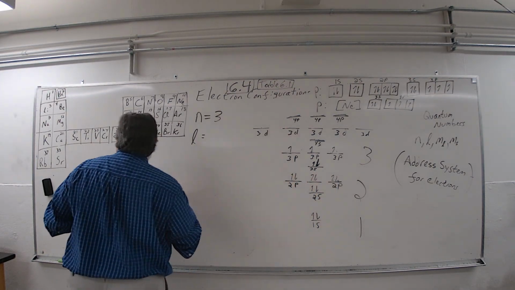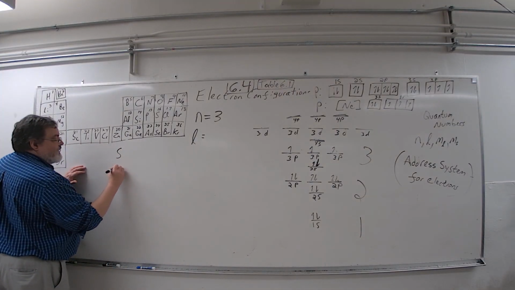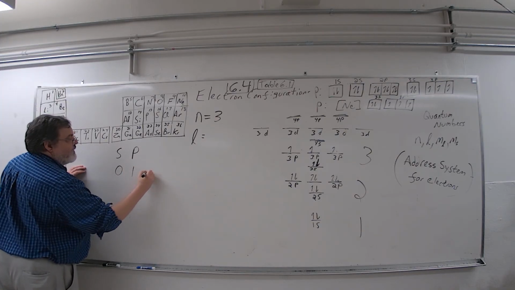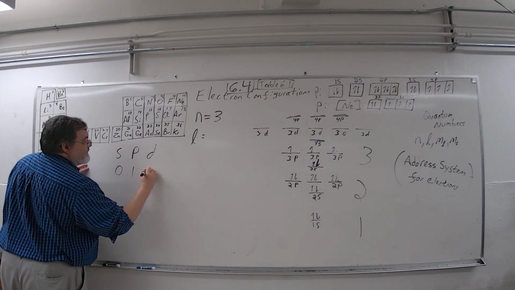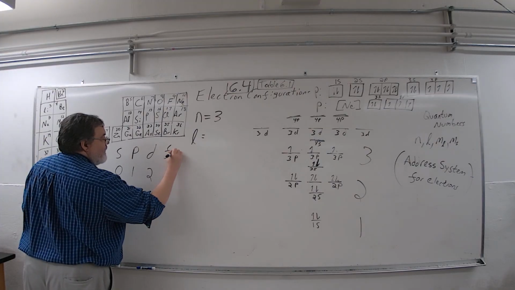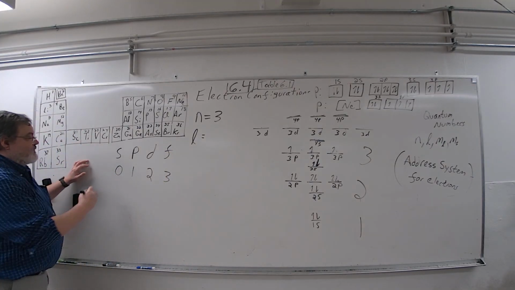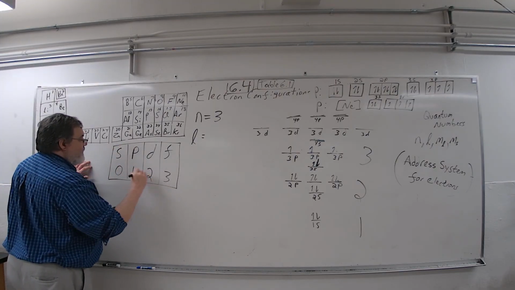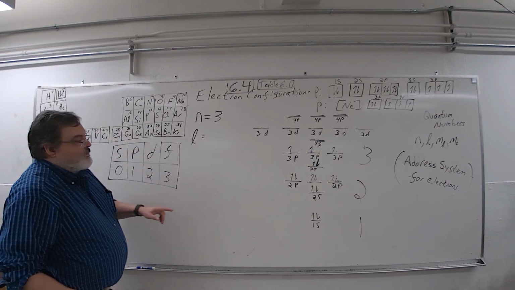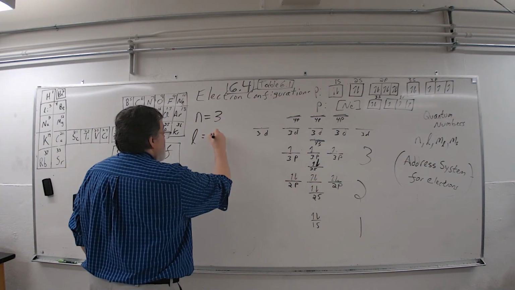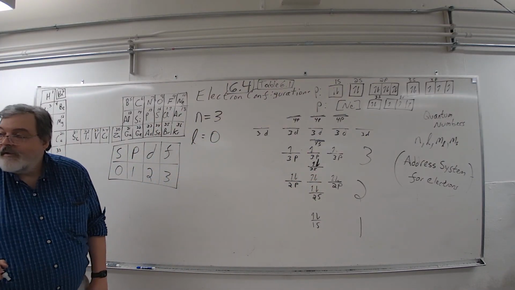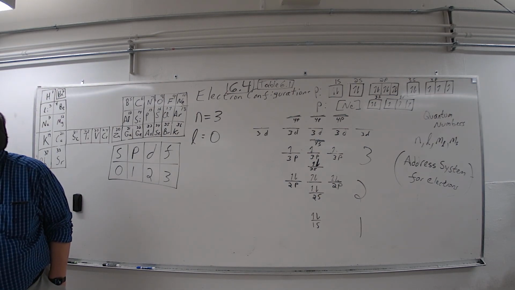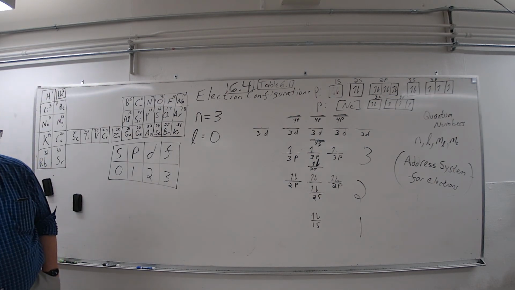The S's, you assign it a value of 0. The P's, you assign it a value of 1. D's, you assign a value of 2. And for F, you call it 3. So this is a handy little translation. So this one that I've highlighted is in an S, so its L number is 0. You with me so far? This isn't complicated, it's just not intuitive. All right.